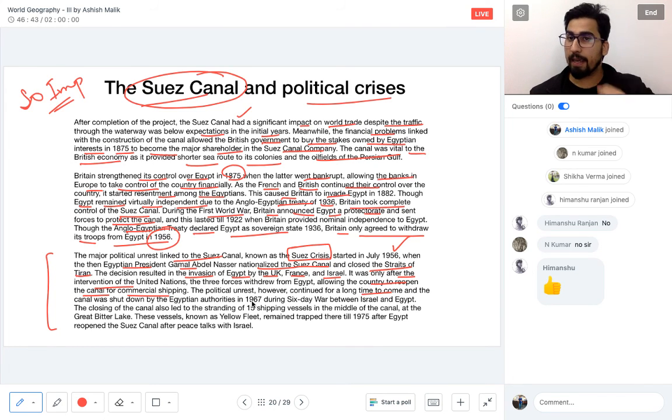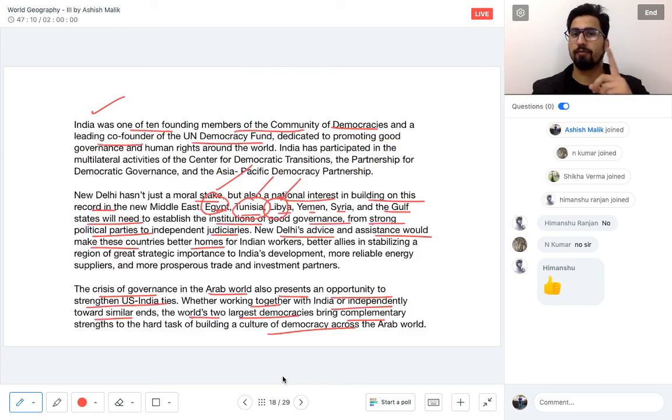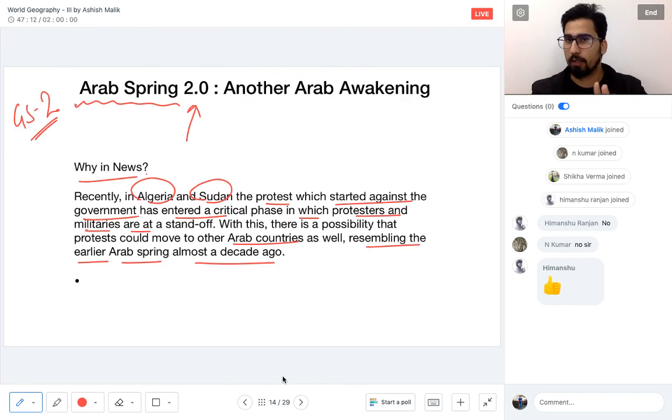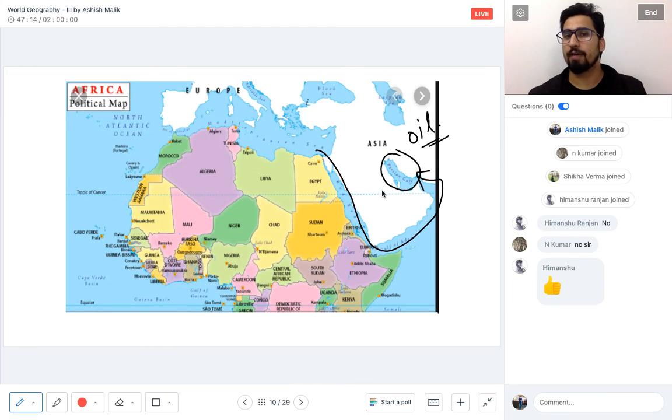Then again, the problem started in 1967 when we saw a six day war between Israel and Egypt. That time again, Egypt had to block the Suez Canal. And after Egypt reopened the Suez Canal in 1975 following the peace talks with Israel. So whenever Egypt faced any crisis, the very first thing Egypt did every time was block the Suez Canal.